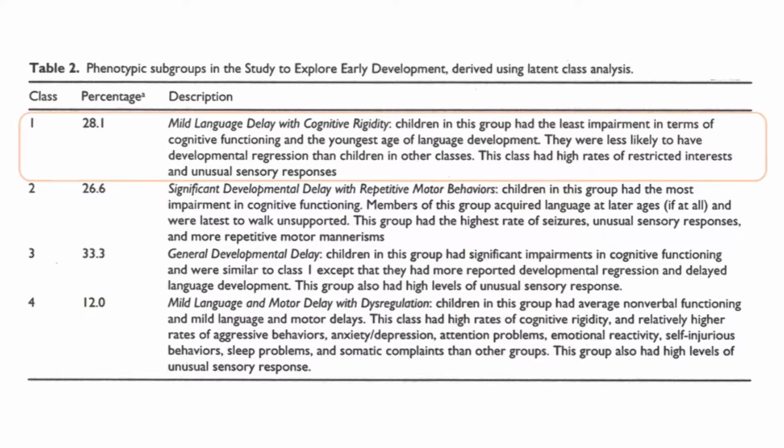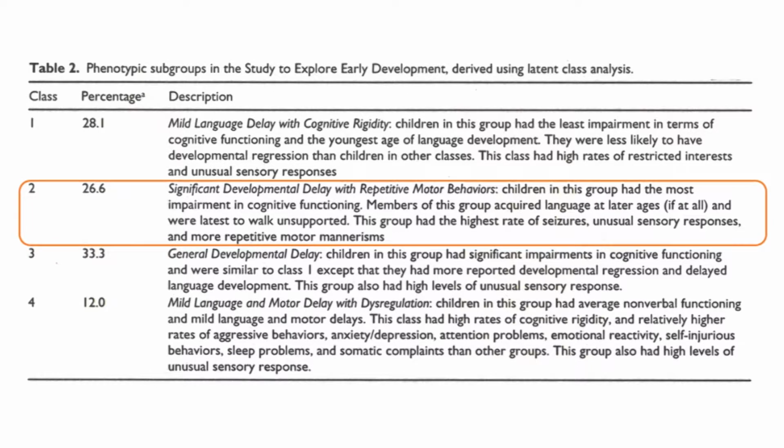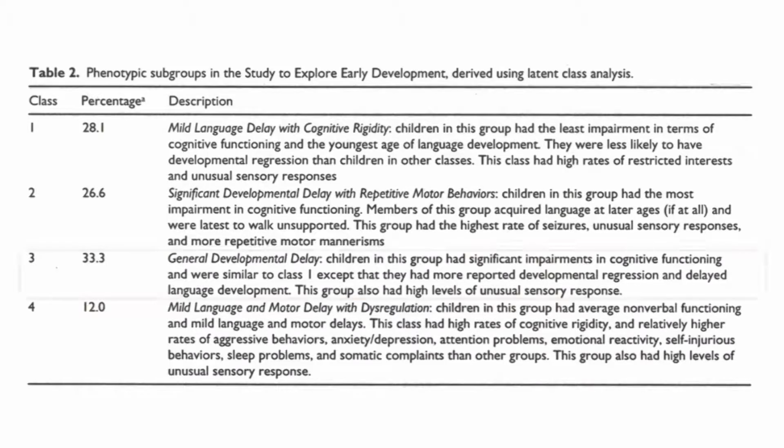The first had the least cognitive impairment and developed language at the youngest age. The second had the most cognitive impairment and acquired language latest, if at all. This group also had highest rates of seizures. The third group had similar cognitive and language levels as the first group, but was more likely to have developmental regression. Lastly, the fourth group had typical nonverbal functioning and mild delays in language development. This group was most likely to have co-occurring issues like anxiety, depression, and feeding issues.